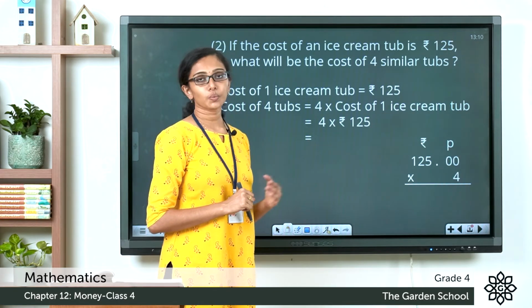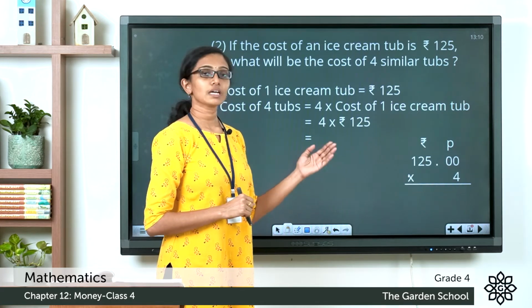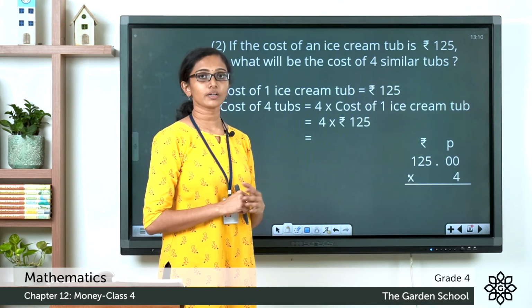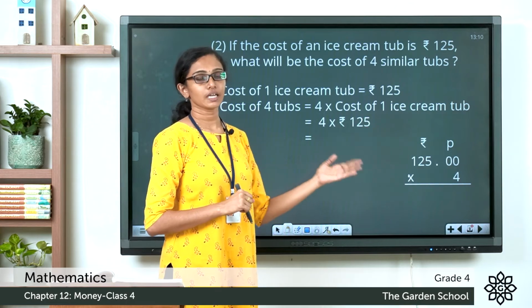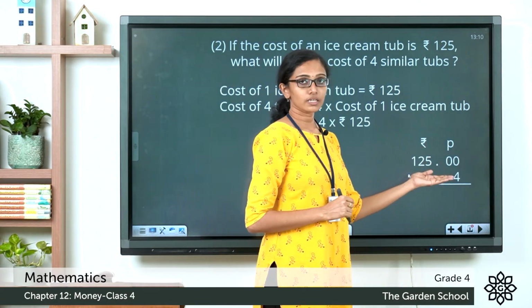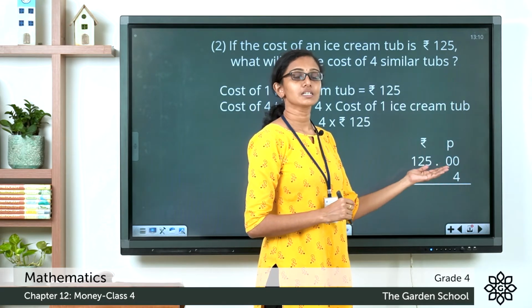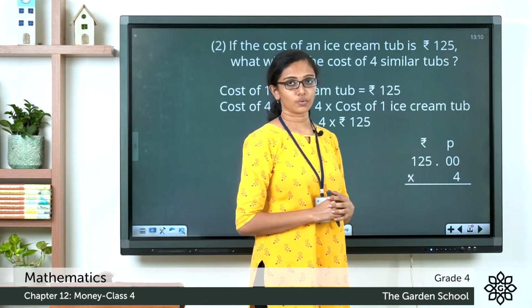Then, continue with the multiplication like the multiplication of any two numbers. Then, in the final answer, you can put the dot after two places from the right. So, here the amount is 125 rupee and hence the paise part is 0, 0. So, we have written 0, 0 here.